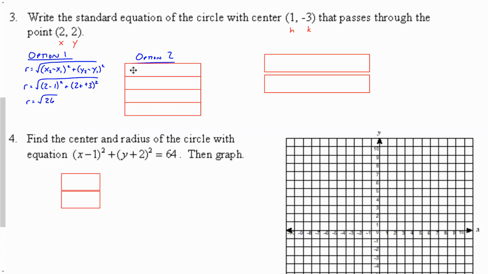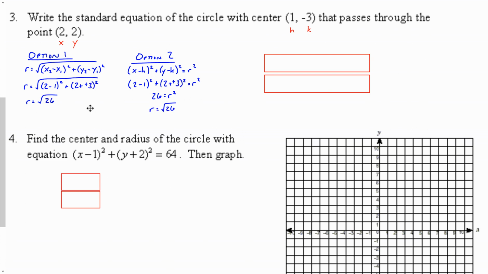The second option is to actually use the equation of a circle. Because we have the h and k values, we have x and y values since we're given a point on the circle. So if I plug all those in, notice here in the y's minus a negative, I change to addition. This would give me 26, which means the radius, when I take the square root of both sides, is the square root of 26, the exact same radius that we found for the first option. So either way works. It's kind of just whatever you're most comfortable with.